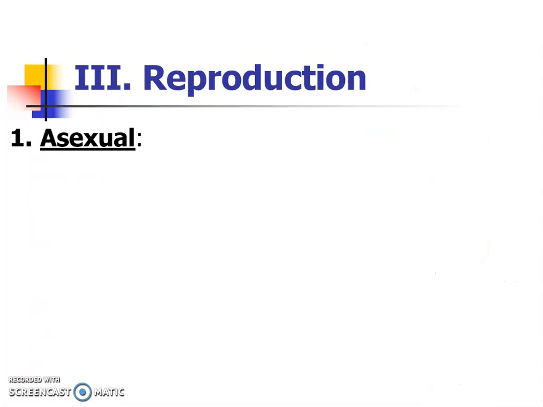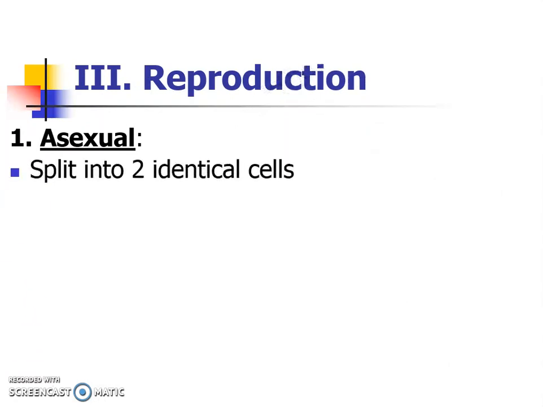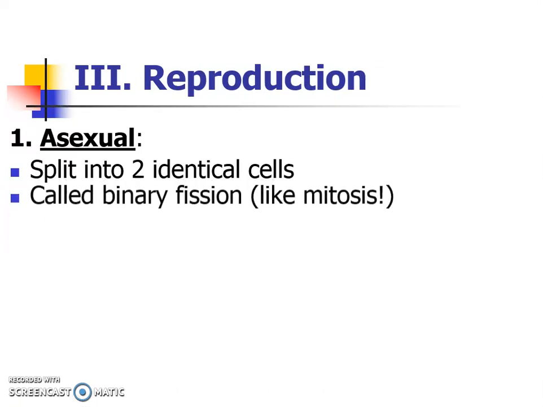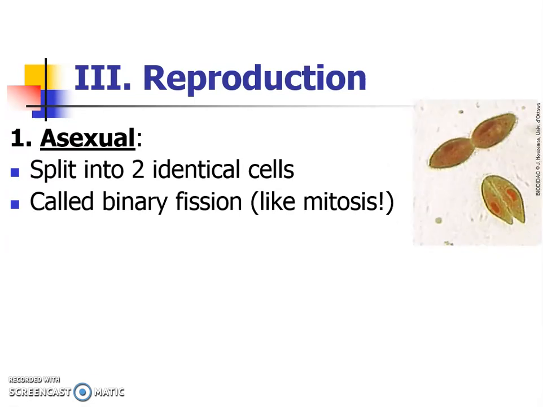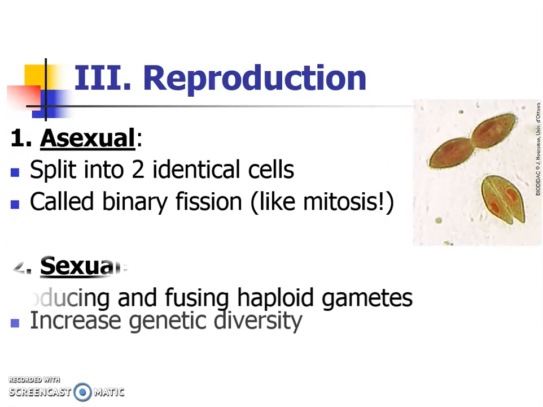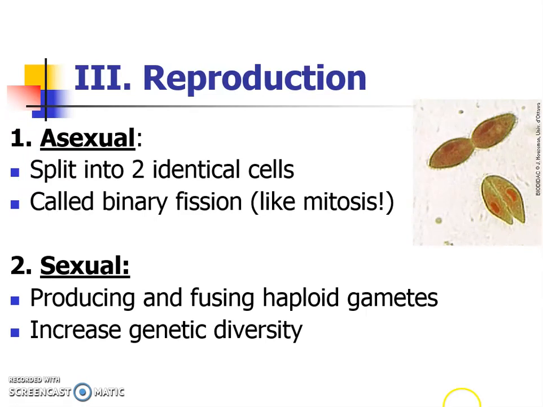Again, reproduction, we talked about that they can do it in a couple different ways. Asexually, they would be making identical cells or clones, because asexual makes clones. One way we call this is binary fission. It's kind of like mitosis. Sexually, they make gametes, and we know sexual reproduction is better in the sense that it creates genetic diversity and allows for better survival of the population.